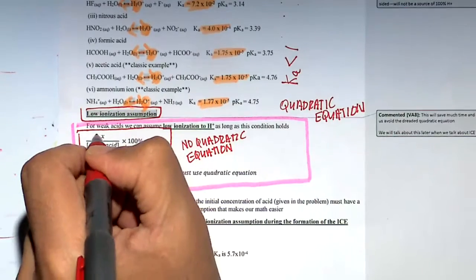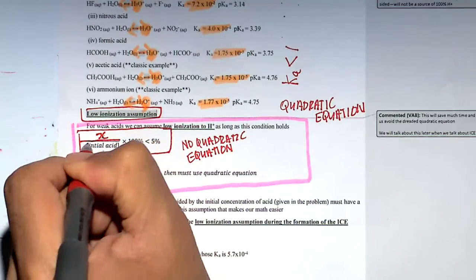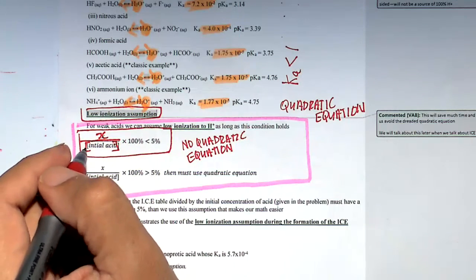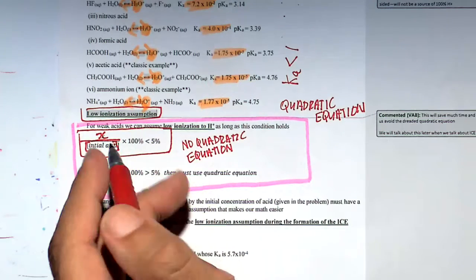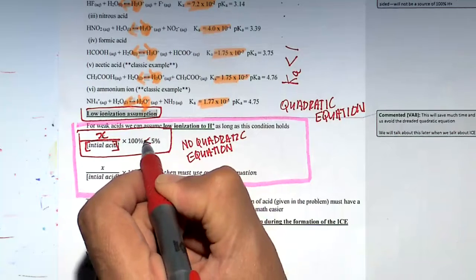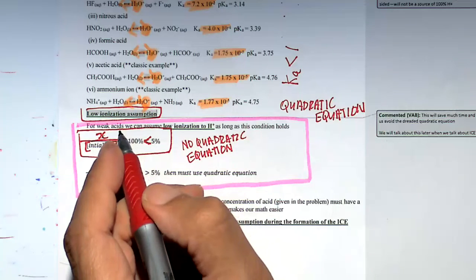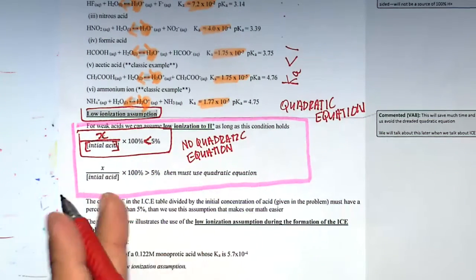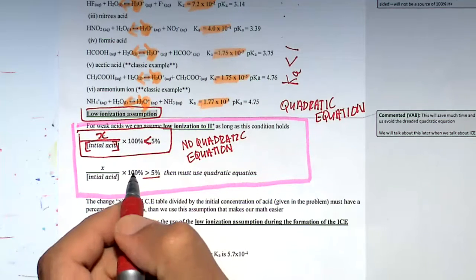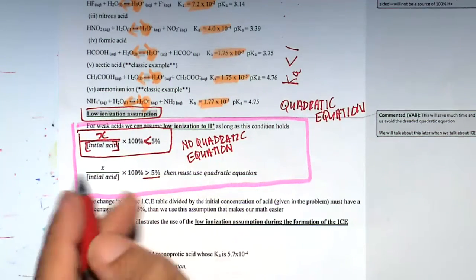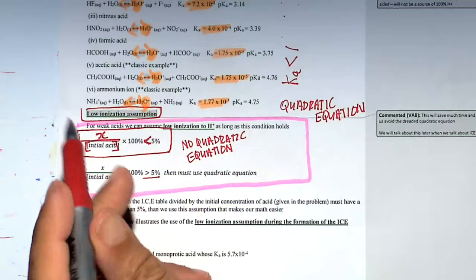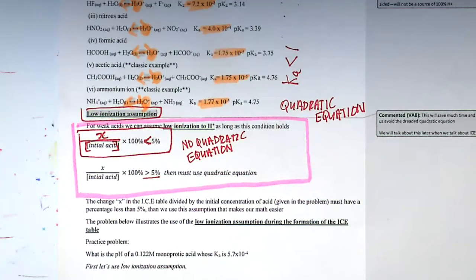So we take our X from our ice table divided by the concentration of the acid given to us in the problem. Multiplying it by 100 gives us the percentage. If that percentage of ionization is less than 5%, then the low ionization assumption works. You don't have to use the quadratic. If you do the same equation and it's greater than 5% ionization, that means you'll have to use the quadratic equation on your ice table. This is called the low ionization assumption. We'll do a practice problem like this here. In fact, let's do one now.